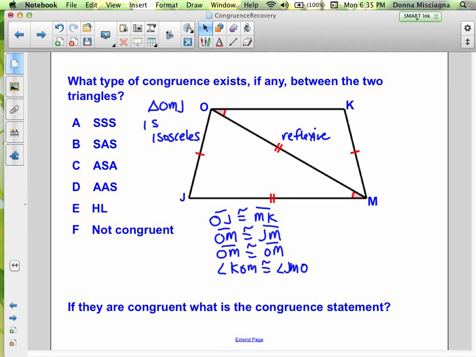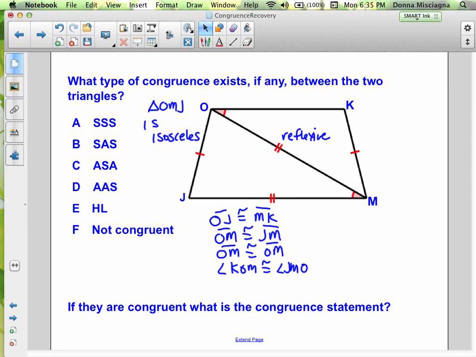You're going to decide if the two triangles are congruent or not. So pause the tape, decide on your answer. If you think they're congruent, write a congruent statement, and then unpause the tape, and you can check your answer. All right, so bye for now. Pause me, choose your answer, and I'll see you in a moment.